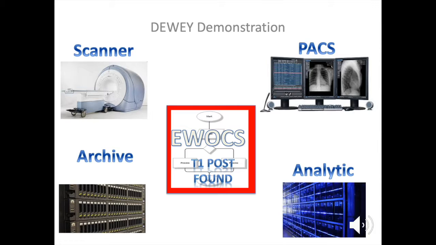EWOCS will recognize that this examination has post-contrast T1 weighted images. EWOCS will then query the PACS for a prior brain examination and select the most recent with a post-contrast T1 weighted series. EWOCS will then send the new and old T1 images to the registration subtraction analytic. When that is completed, it will receive the results using DICOM. And finally, it will send the subtraction images as well as the registered old T1 images to the PACS, which again is simulated with OSIRIX.